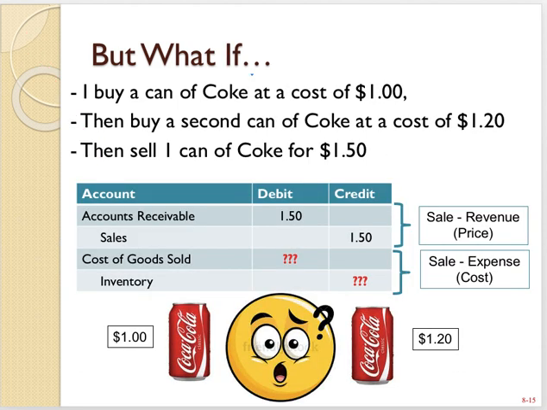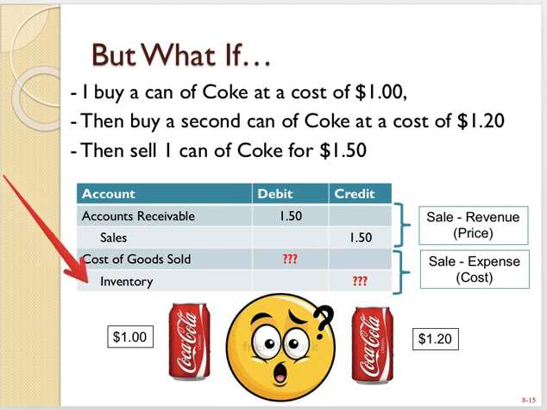Well, we talked about the basic sales entry in the last video, and how there are 2 parts, right? The revenue part and the expense part. Well, the revenue part is exactly the same. We still sold a can of Coke for $1.50, which was our selling price. So we did the exact same thing. We're going to debit accounts receivable for $1.50 and credit sales revenue for $1.50.